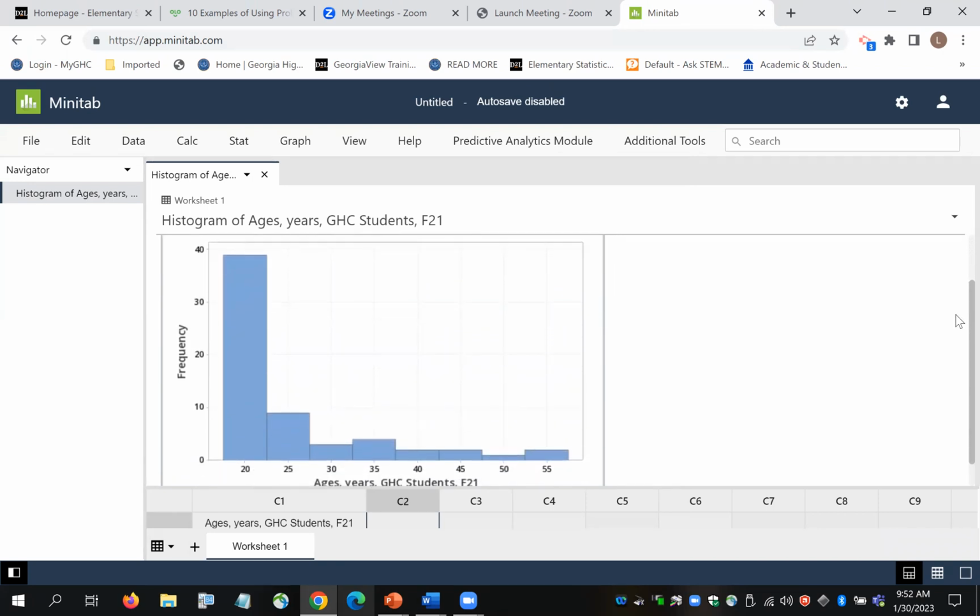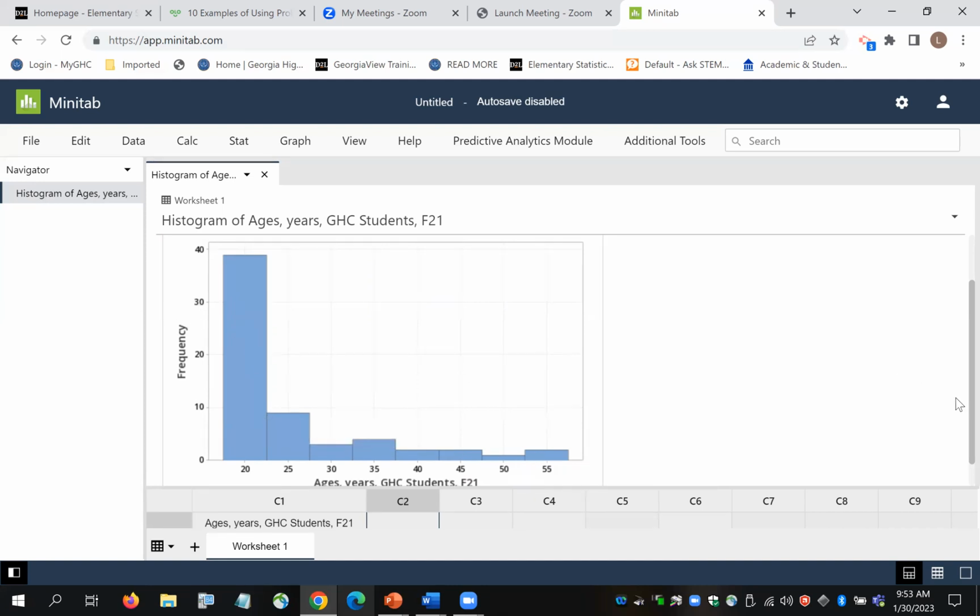While you're in Minitab, this graph, remember, is interactive. I can hover my mouse over the bars and it gives me information. This bar represents ages between 17 and a half and 22 and a half, and there were 39 values. The next bar is between 22 and a half and 27 and a half, and it had 9. So while you're in Minitab, you have this interactivity where you can hover over the bars.